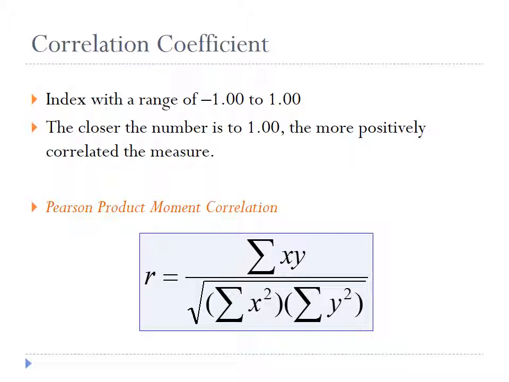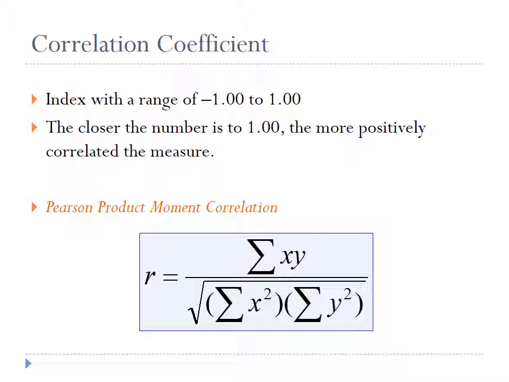There are many ways to measure correlation and several different reliability coefficients that you could compute. The most common is the Pearson product moment correlation. Though you're not required to do the math and solve these in this course, I did want to show you how these reliability coefficients are computed.